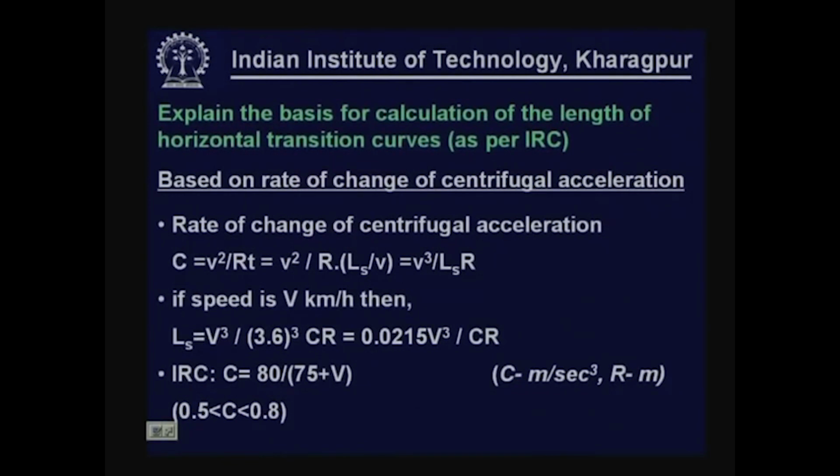Now, explain the basis for calculation of the length of transition curve as per IRC. One is based on the rate of change of centrifugal acceleration, which gives us this basis Ls equal to 0.0215 V cube by CR. We have also discussed this basis today, and IRC gives this empirical formula C equal to 80 by (75 plus V), where C is in meter per second cube and V is in kilometer per hour. So, that gives us the design value of C, and it is to be checked against the lowest and highest value, that is 0.5 and 0.8.